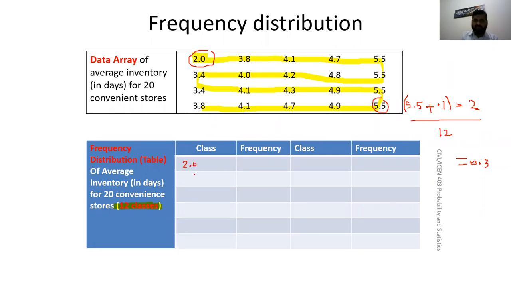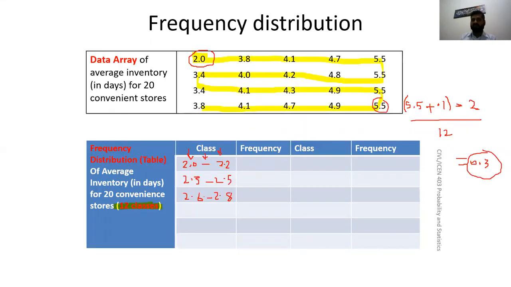2.0 is its lowest point. Next class should start from 2.3 because the interval is 3. Next class should start from 2.6, right? But if this class is starting from 2.3, then the previous class should stop at 2.2, right? This is starting from 2.6, so this will stop at 2.5. Okay, so that's how I am making the interval. If I count 2.0, 2.1 and 2.2, these are 3 entries. You see, there are 3. 0.3 means 3 entries.